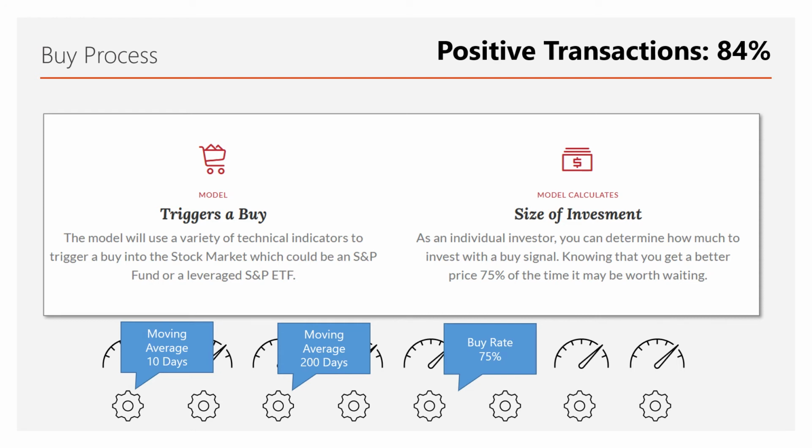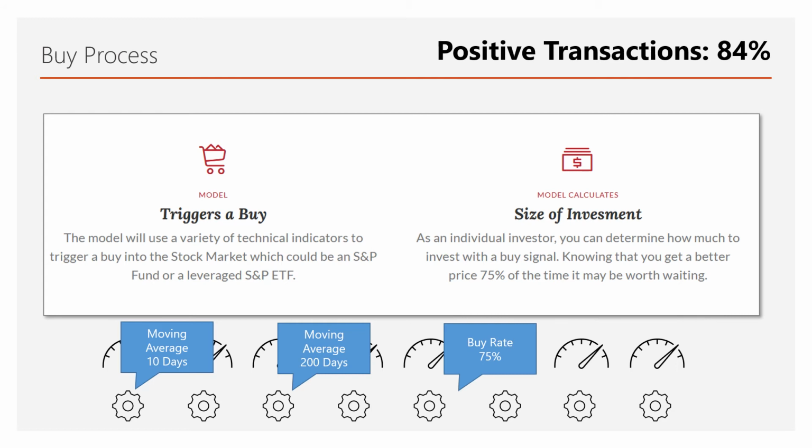Now, of course, the size of investment could be a configuration variable too, right? You can set that at a buy rate of 75%, or you could set it to 100% or 50% or whatever. And for example, in this case, if the moving average breaks the 200, you buy at 75%. Well, the next day, if it's still up, maybe you buy the other 25%. You're kind of giving it a little bit of a landing strip.